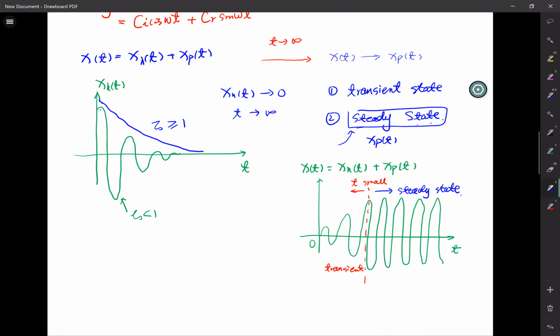Let's name this time period as T_TR. How can you reduce the value of T_TR for a system?